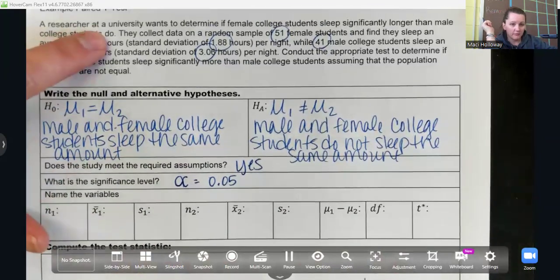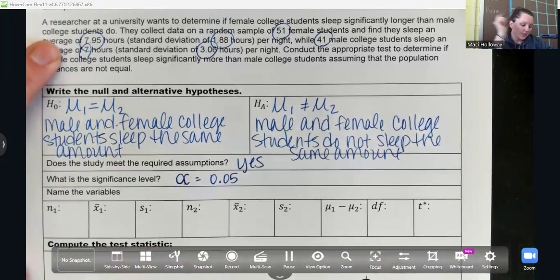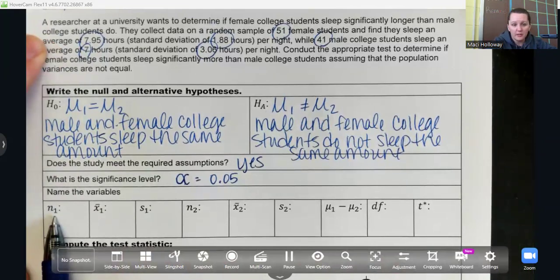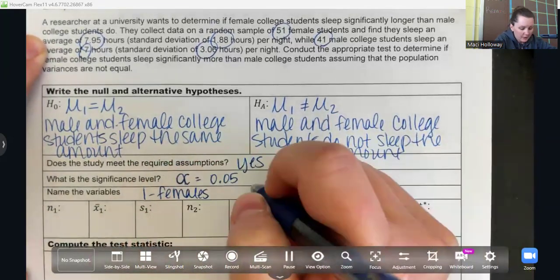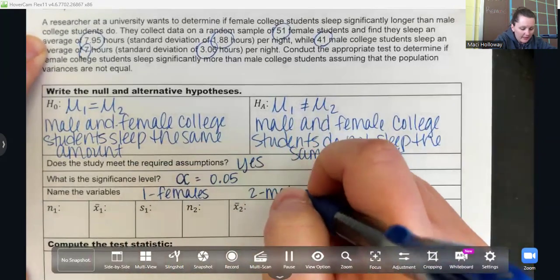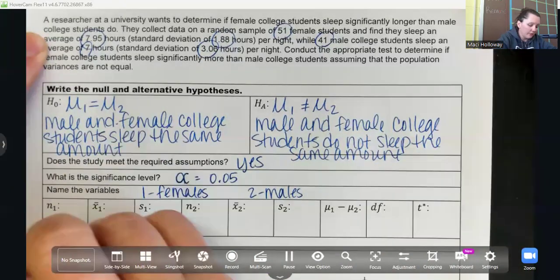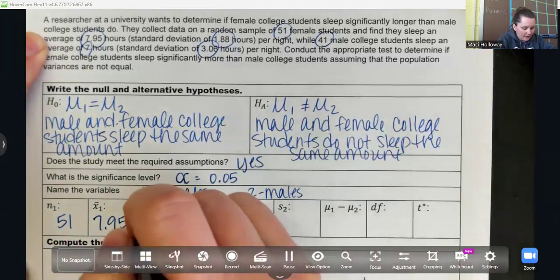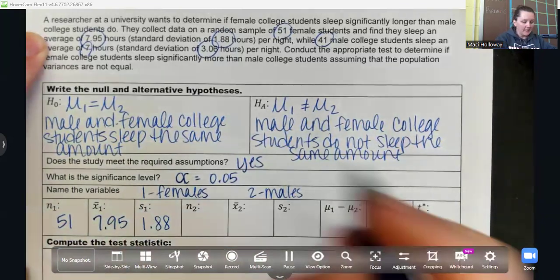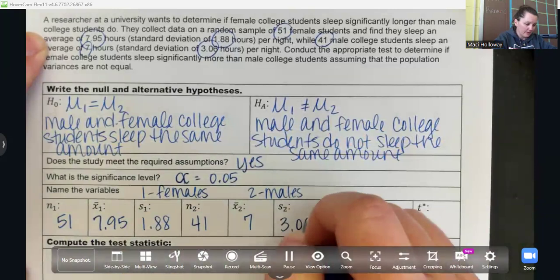So we're going to get our values from up here in our word problem. So let's say that our first number, we'll say 1 is females and 2 is males, just because they're written that way in the paragraph. So 1 is females, so we had 51 females. The average sleep time was 7.95. The standard deviation for females was 1.88. There were 41 males. Their average was 7, and the standard deviation was 3.06.